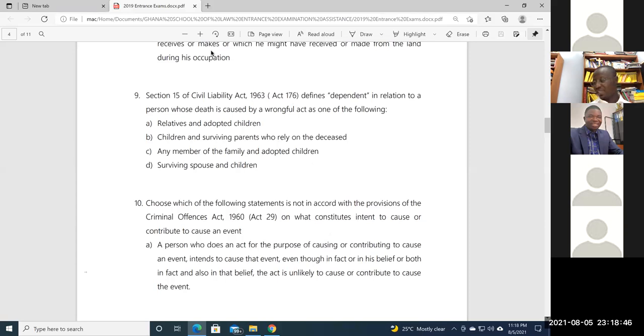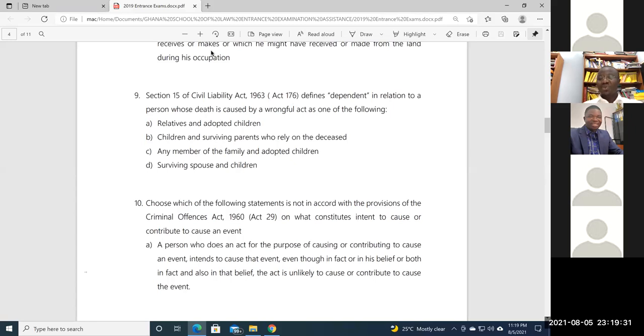That is quite tricky, but if you listen to the definition that we quoted, it's quite direct. A member of the family of the deceased and any other person who by reason of adoption was. Relatives and adopted children, that is fine, but the relatives, that is the problem. So we have the member of the family of the deceased, right? And adopted children in C. That one is more obvious and direct. B, children and surviving parents who rely on the deceased. No.